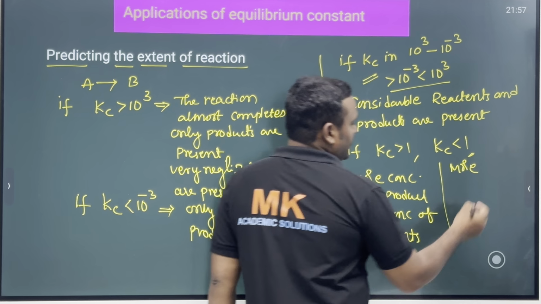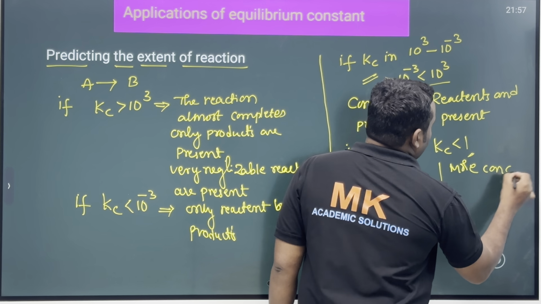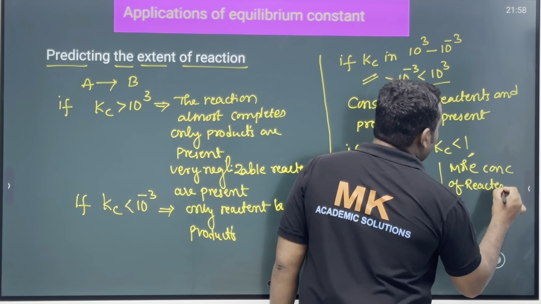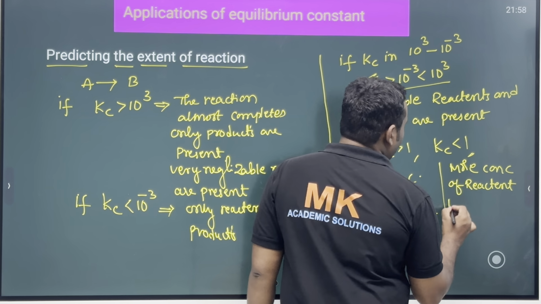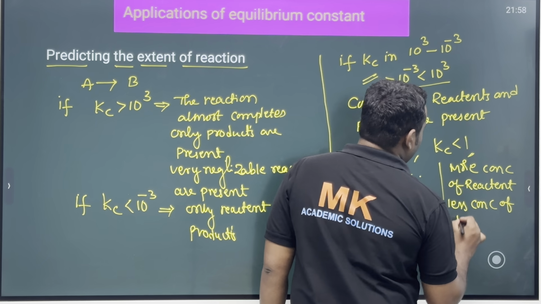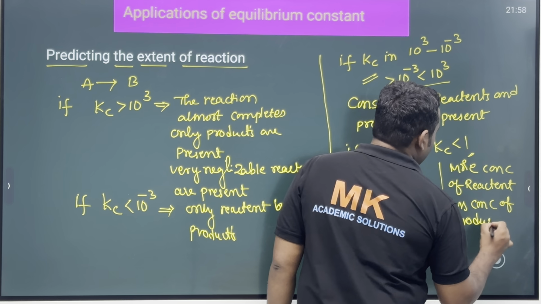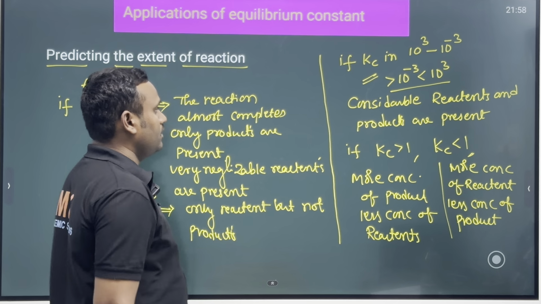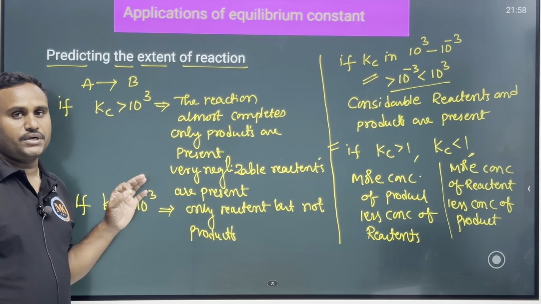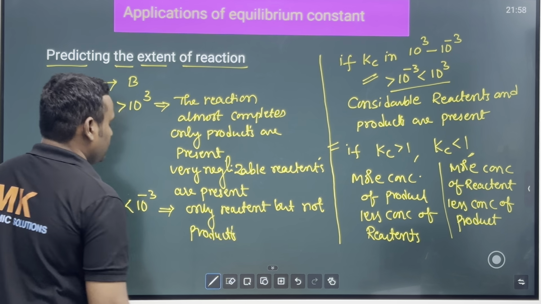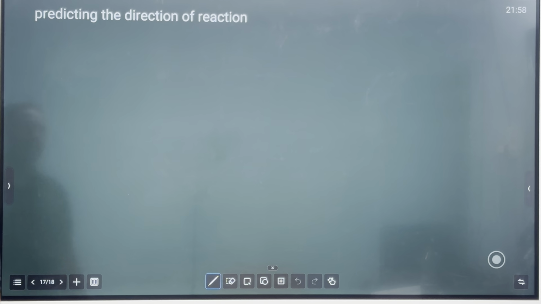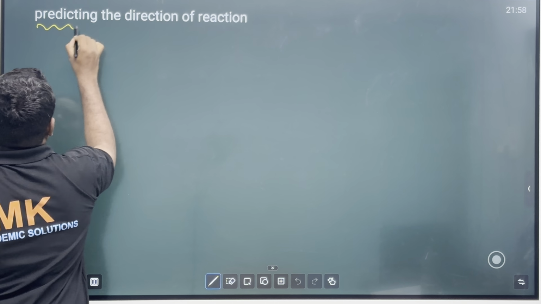Now if Kc is less than 1, it means more concentration of reactant and less concentration of product is present. Okay, this is the extent of reaction. Next we'll see predicting the direction of equilibrium.